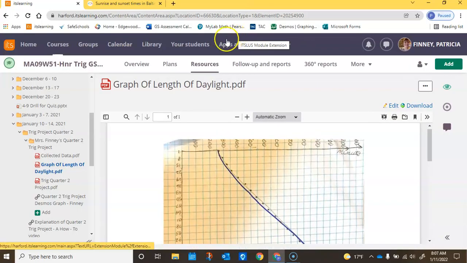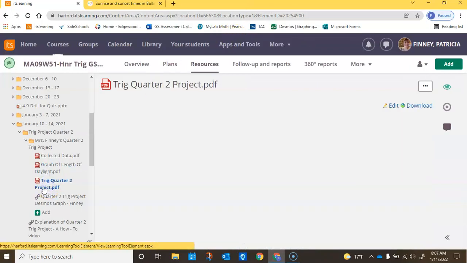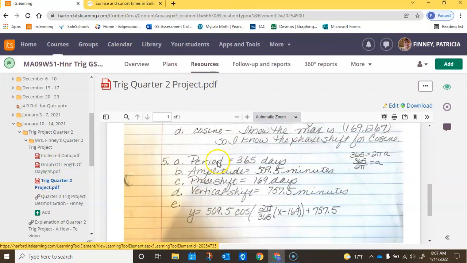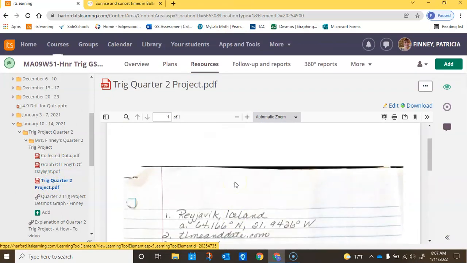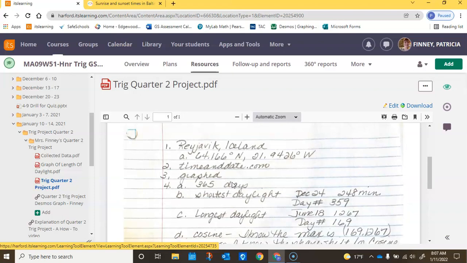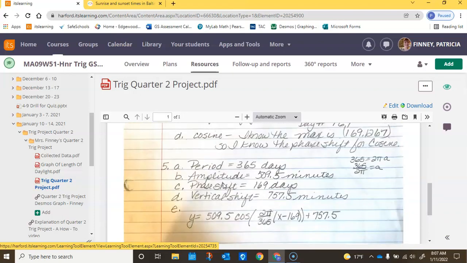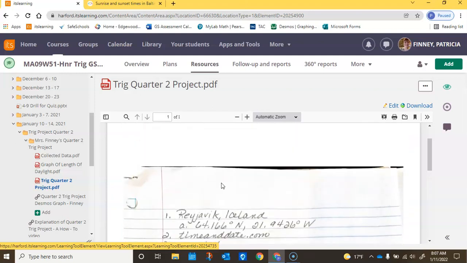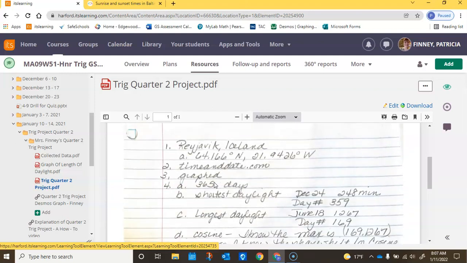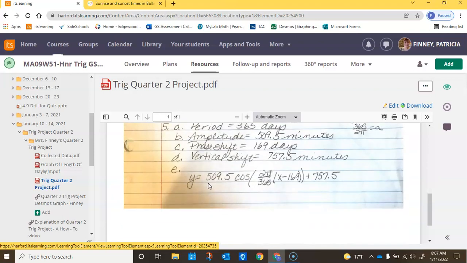So if I wanted to do sine, I would just have to go back there and find what the phase shift is. Okay? And then I answered my questions. Again, I answered my questions on paper and then just took a picture to submit. But you can answer your questions in a Word document if you want and put them in, or you can answer your questions in the window provided for you.